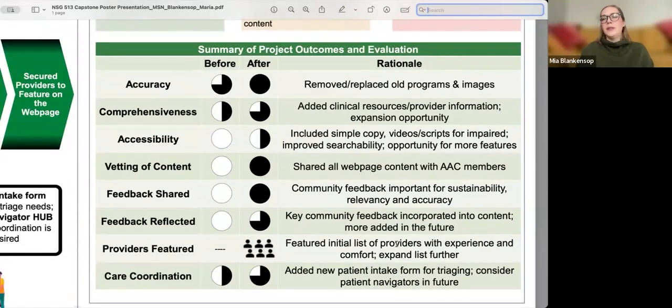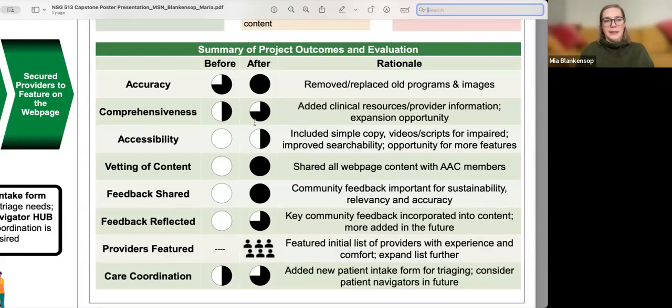For accuracy, we boosted the web page's compliance with accessibility standards from about 75% to 100%, making it easier for almost everyone to use. We updated old programs. We made sure that wording was correct. We updated images and so on. For comprehensiveness, it was about at 50%, and then we were able to improve it to 75%. And that was purely through adding those clinical resources and that provider information. But there is still an opportunity to continue to progress and expand on this page.